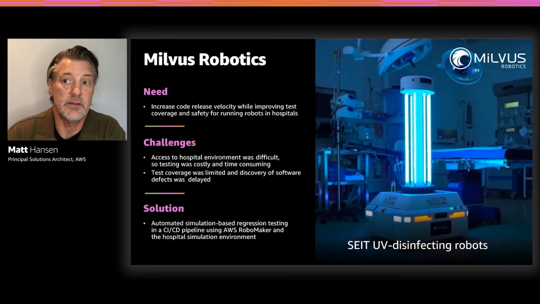Milvis Robotics makes a UV disinfecting robot for hospitals, which is increasingly important and a rapidly growing application. Because of this growth, they needed to increase development velocity while improving quality and maintaining high safety standards. Real-world testing was challenging. They couldn't get access to real hospitals for testing, and building mock-ups was expensive and time-consuming, as you can imagine. This made finding software defects difficult and slow, but with Robomaker, they were able to run simulations in a virtual hospital environment, automate their testing, and speed up their development cycle.